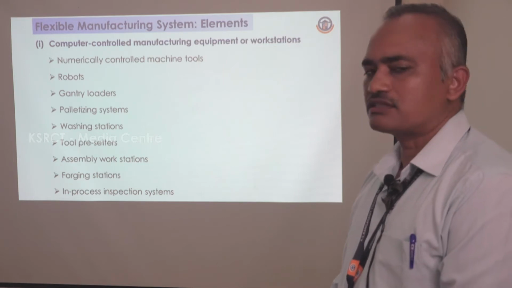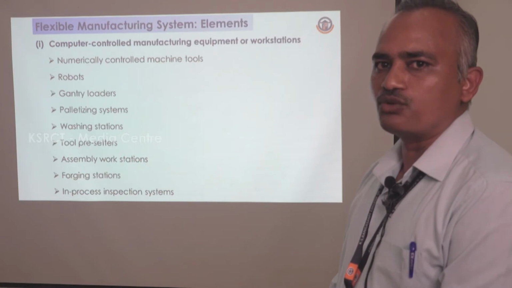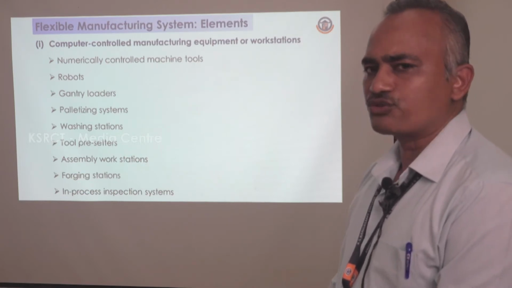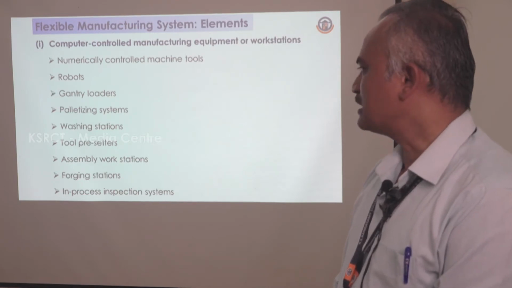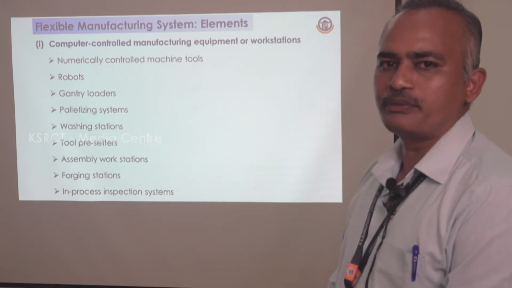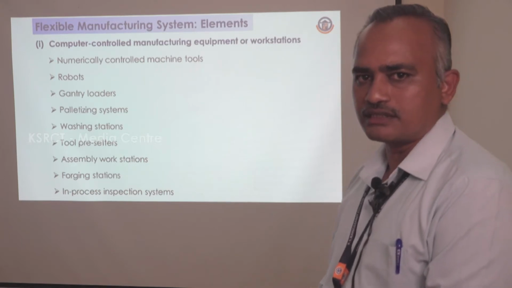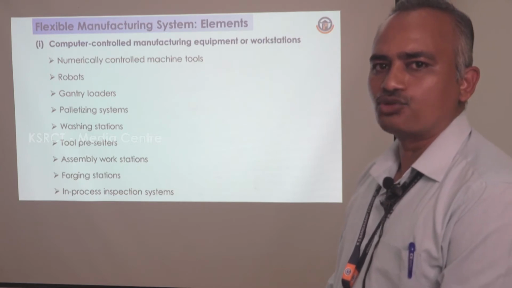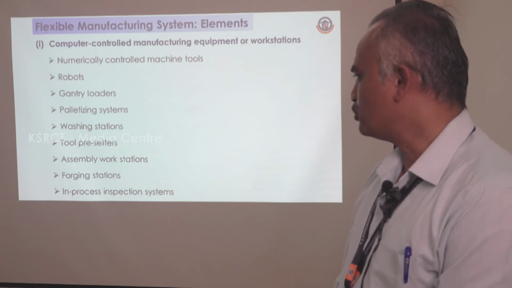The gantry loaders are used for loading the tools and the products from one station to another. And the palletizing system is temporary storage, which is used for both material and the tools. Washing stations, then tool presetters. The tool presetters are the equipment among the workstations used for setting up the tool prior to the process. That is the tool presetter.